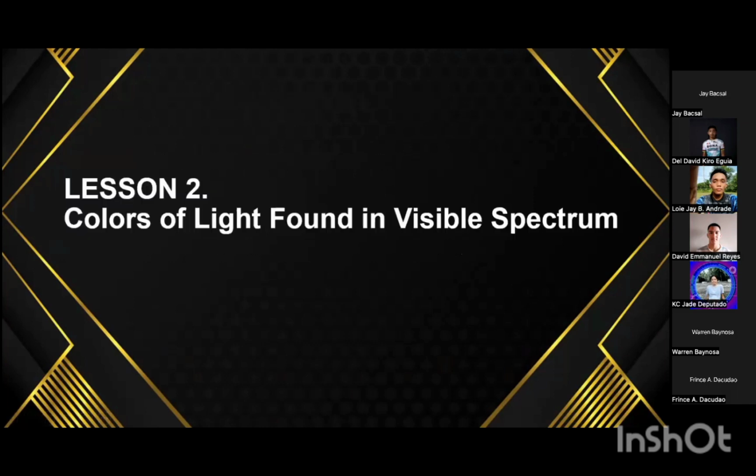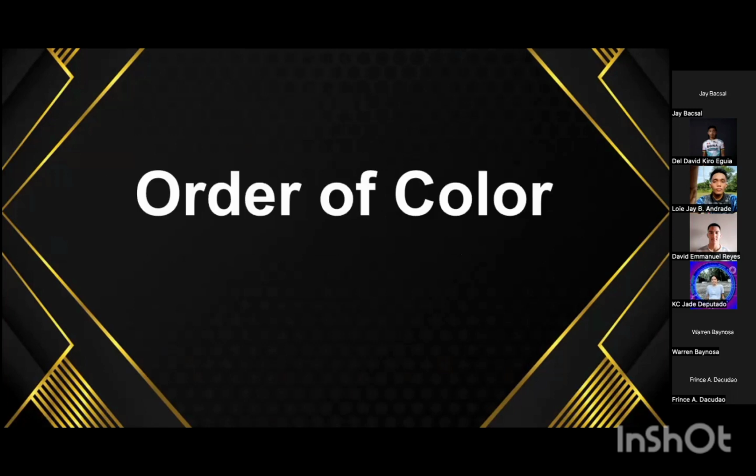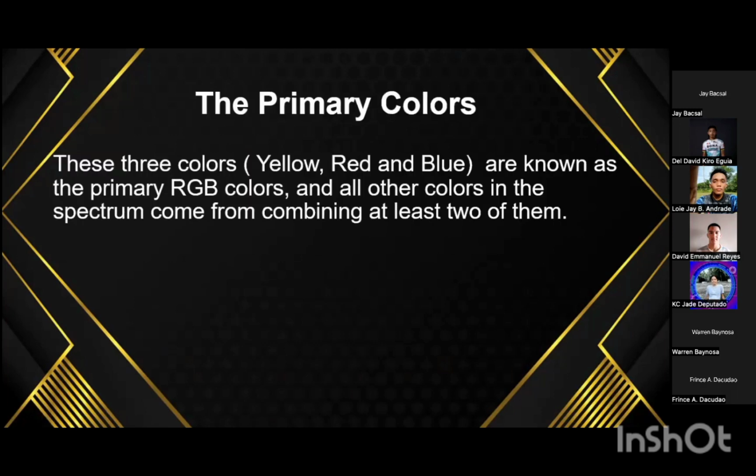So, our first lesson that I'm going to discuss is about the colors of light found in the visible spectrum. The first topic is the order of colors. First is the primary colors. These three colors, yellow, red, and blue, are known as the primary colors, and all other colors in the spectrum come from combining at least two of them.